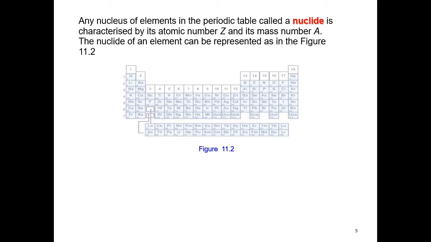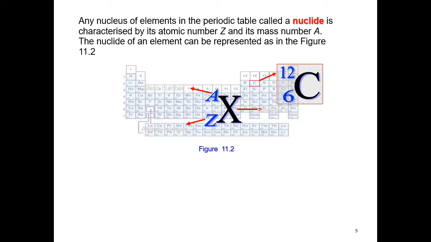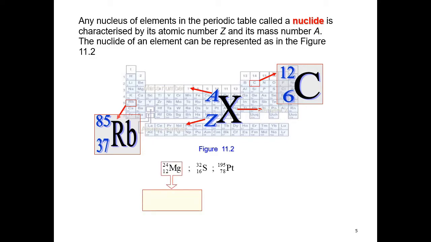Any nucleus of elements in the periodic table, also called nuclei, is characterized by Z and its mass number as A, and the nuclide of an element can be represented as X, where A refers to the mass number and Z is atomic number or known as proton number. This is very important to remember. If you look at carbon, we have carbon 12-6 and rubidium, which is 37-85, and you can see its chemical symbol of this radionuclide.